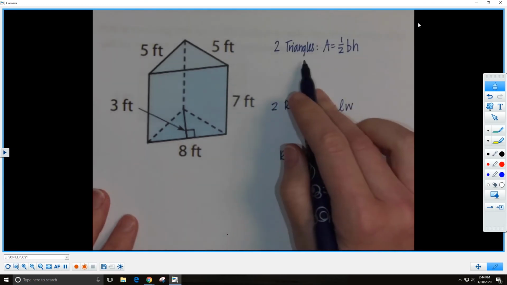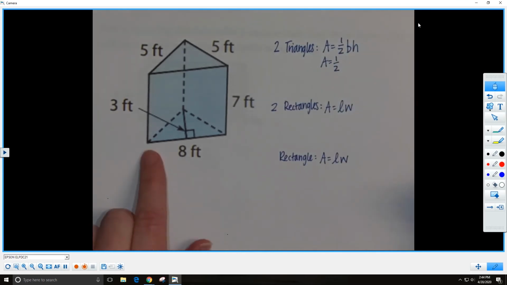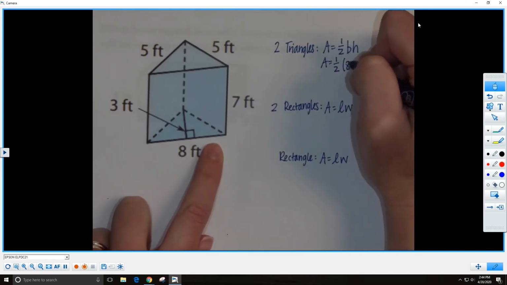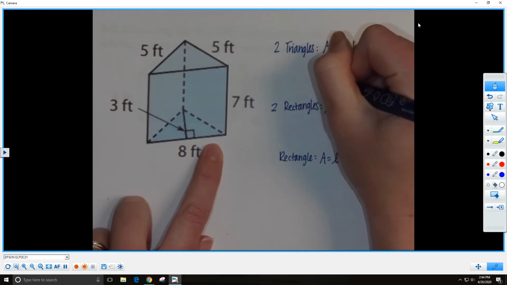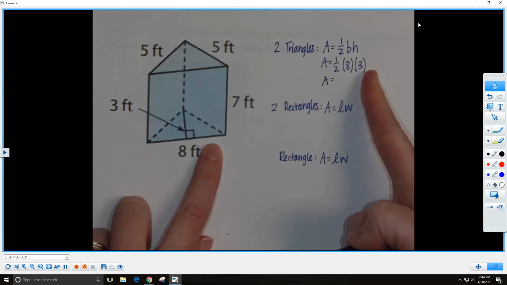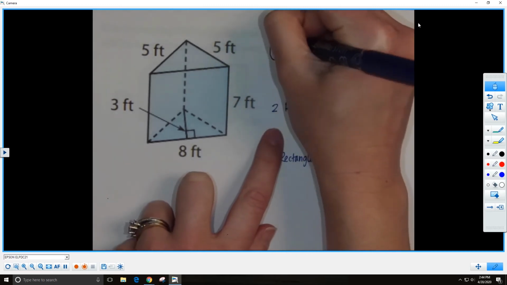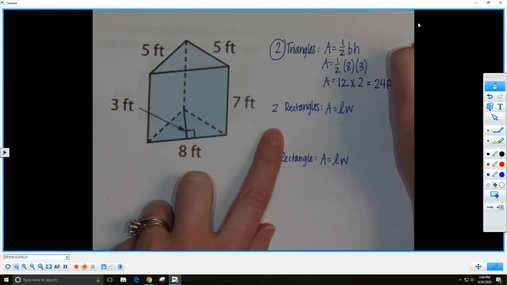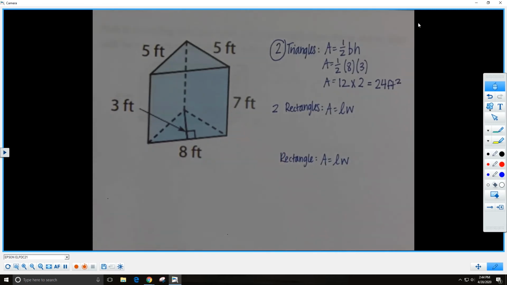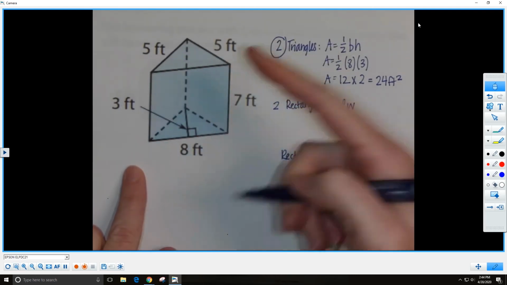Okay, so I have, for the two triangles here, the formula for the area is 1/2 base times height. The base of these triangles is 8 and the height is 3. So multiplying 8 times 3, I get 24, and half of 24 is 12. However, there are two of those triangles, so I want to multiply by 2 to get 24 square feet for the area of those two triangles. Did you get that?